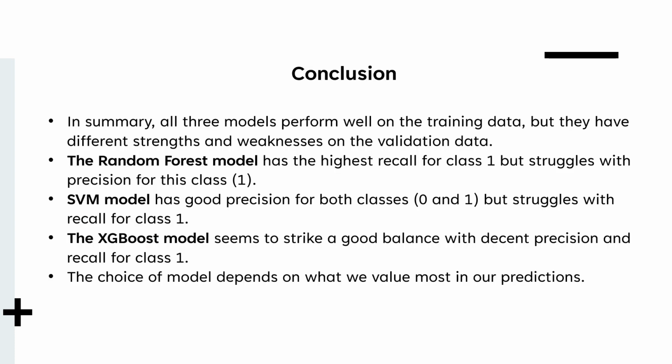Conclusion: all three models perform very well on the training data, but they have different strengths and weaknesses on the validation dataset. The random forest model has the highest recall for the class 1 machine failure, but it struggles with the precision of this class. The SVM model has a good precision for both classes 0 and 1, but it struggles with the recall for class 1. And the XGBoost model seems to strike a good balance with decent precision and recall for class 1.